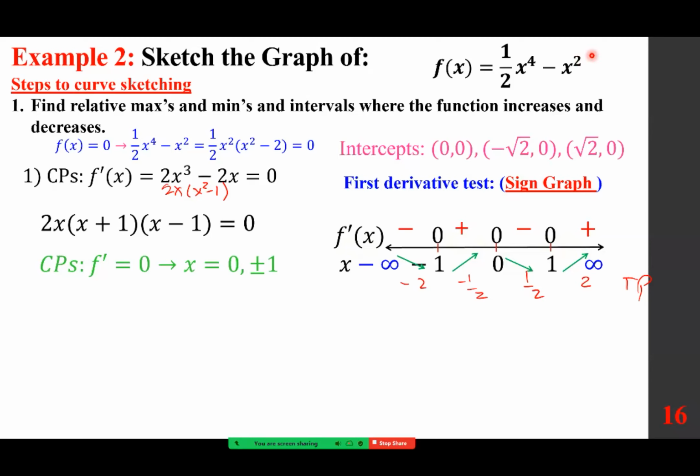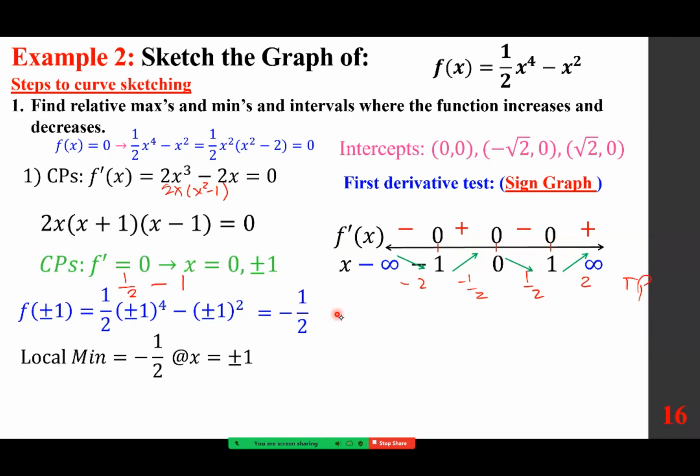Because they are both of even degrees, plus and minus 1 give us the same number, everybody. So this to the power of 4 is positive, doesn't matter positive or negative. This to the power of 2 is positive 1. So it results in 1/2 times positive 1 minus positive 1, which makes it negative 1/2. Therefore, local minimum is equal to negative 1/2 at plus minus 1, and that means the following pairs.